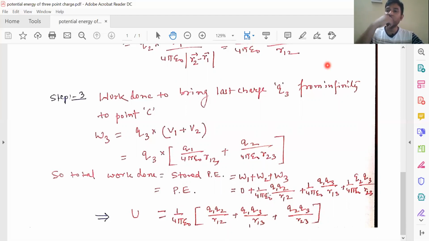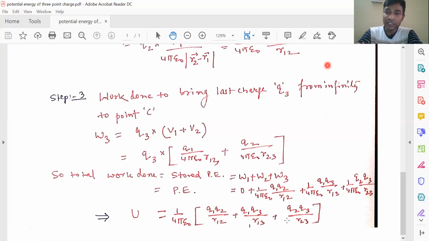Here one thing is common, 1 by 4 pi epsilon naught. So just take it out of the bracket, and you will find that it is a combination of the potential energy between each pair of 2-point charges: from the first and second charge, from the first and third charge, and from the second and third charge. So this is the expression for the potential energy stored, or it can be said that it is the work done to carry all 3-point charges from infinity to the points concerned.